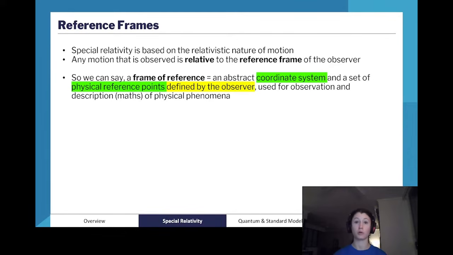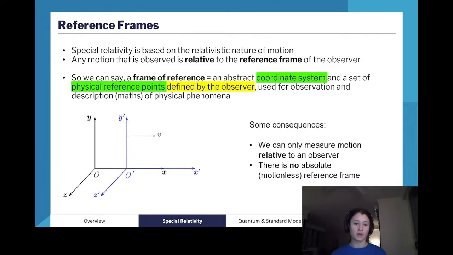But just for your purposes of actually understanding the term, what this definition essentially means is just a frame of reference is like a person. You know, I have a frame of reference, you have a frame of reference, and so forth. All right.